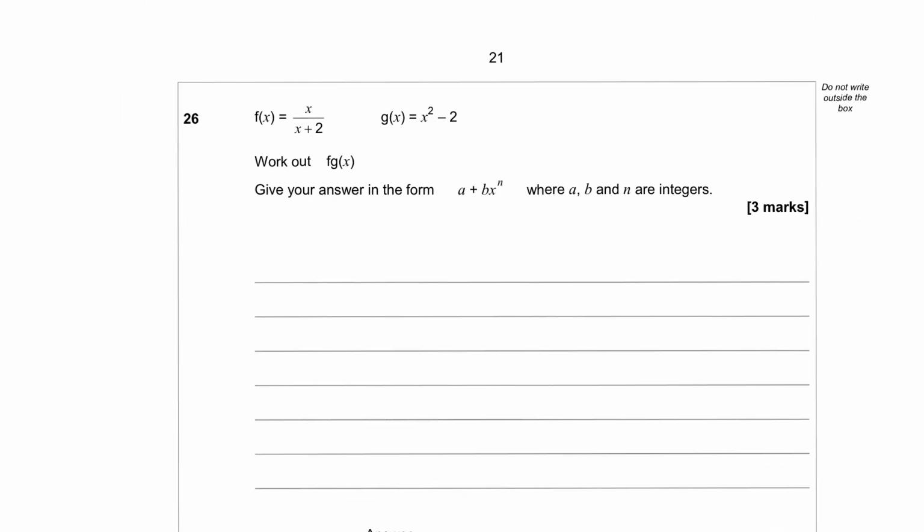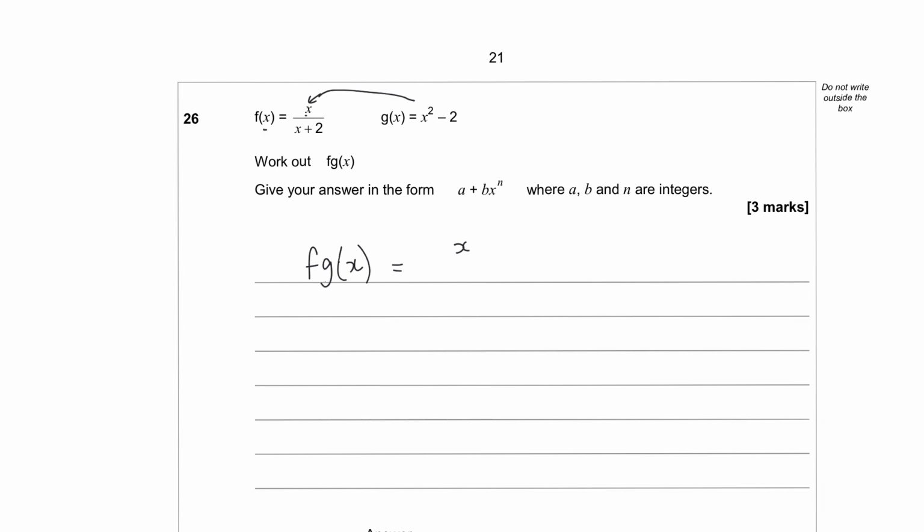So, having a look at question 26. Question 26 now has given us a function f of x equals x over x plus 2, and it says work out f g x. So this is all to do with composite functions. It says give your answer in the form a plus b x to the power of n. When it comes to composite functions, at the moment with f of x, you've got x there. But because you've got f g of x, rather than having the x's in the formula, you're going to have the g of x there.